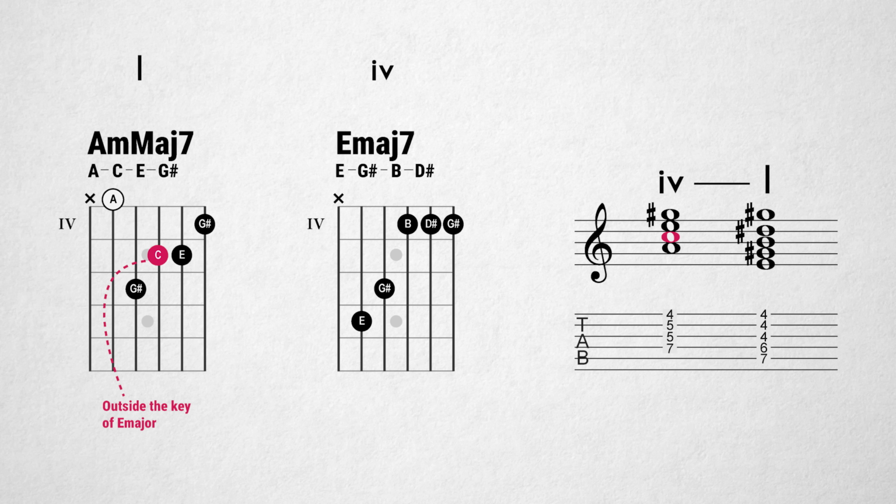Now we have still the leading tone from the minor 3rd C of the A minor major 7th chord to the 5th B of the E major chord. The added major 7th, the G sharp, is now a common note with the G sharp of the E major chord.